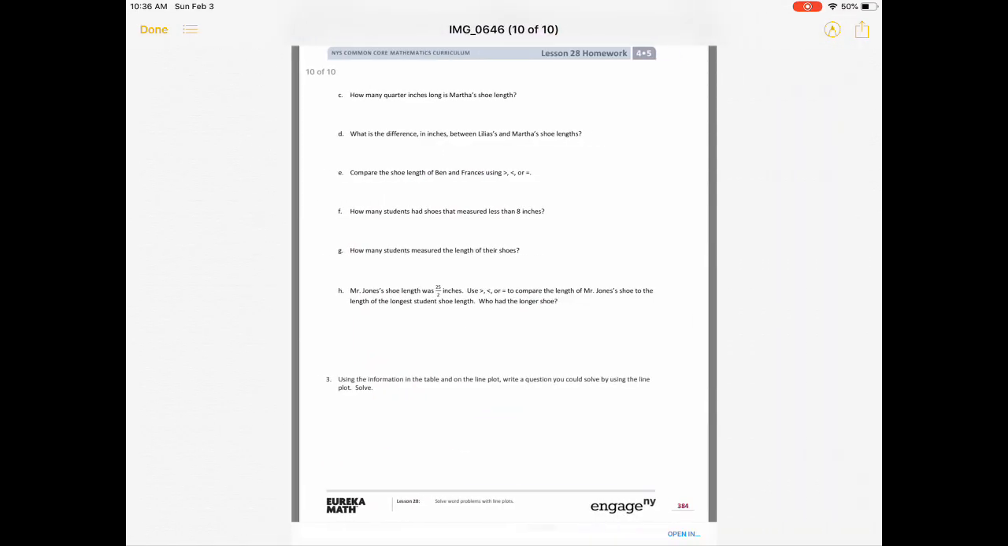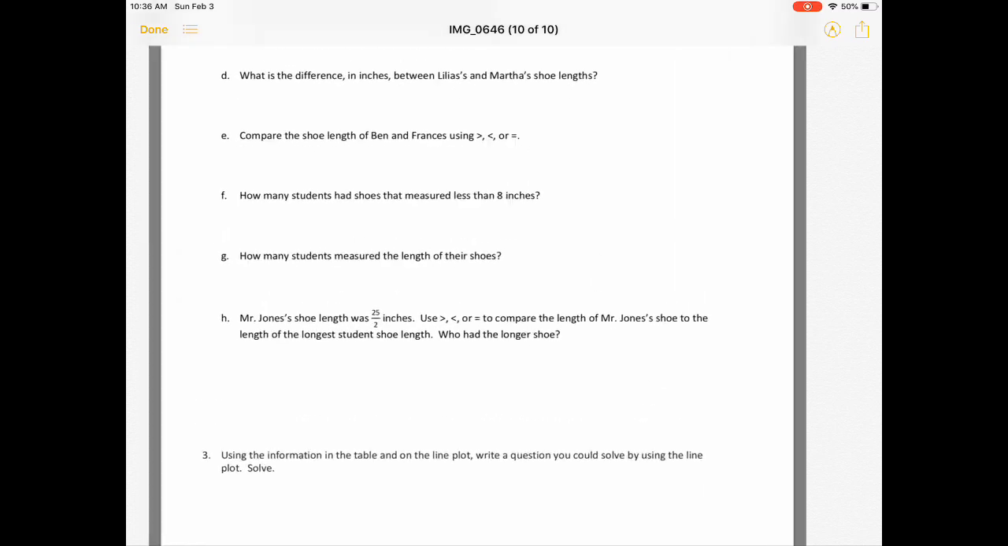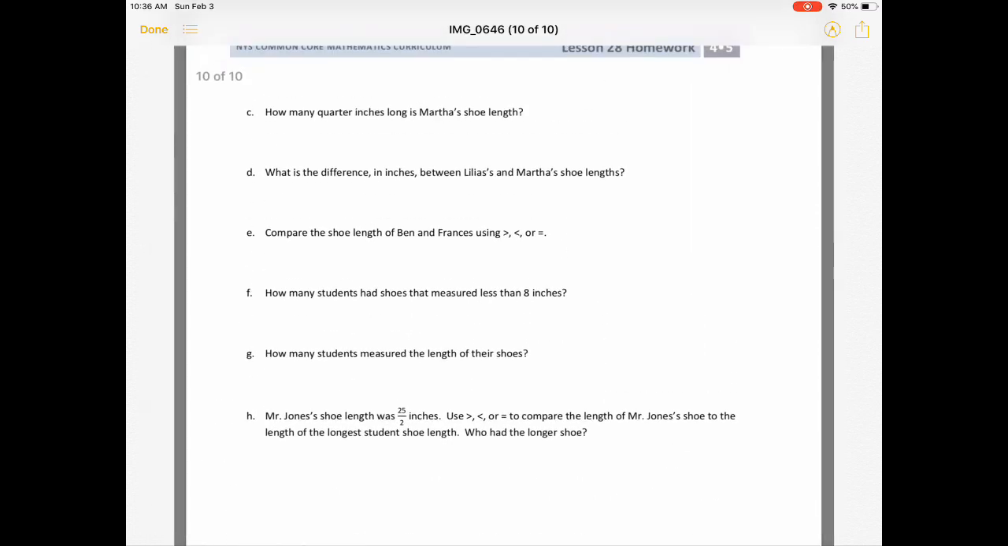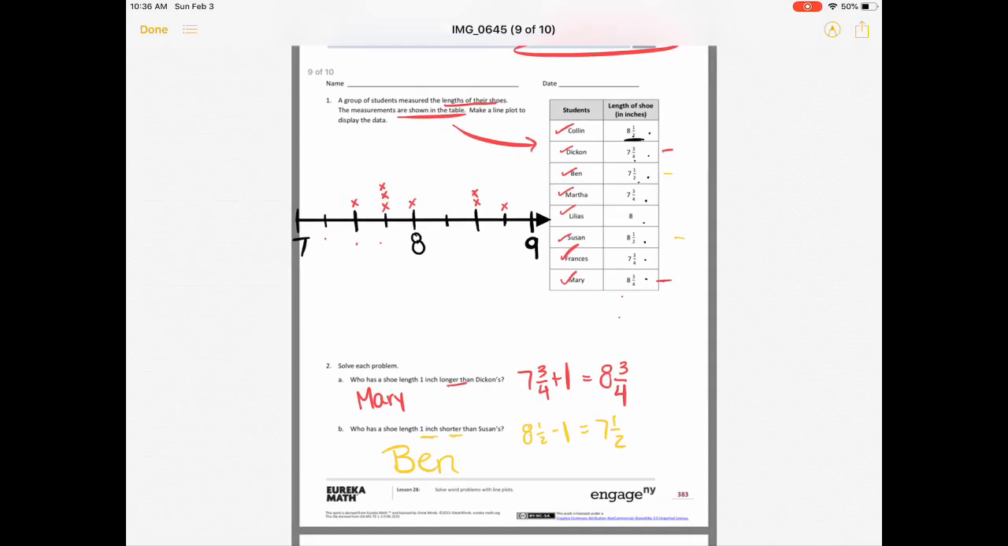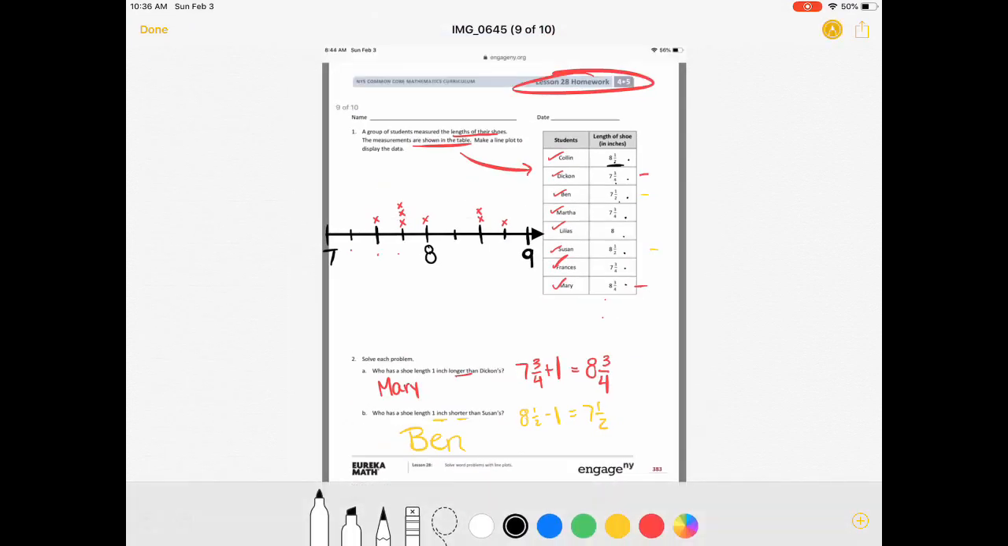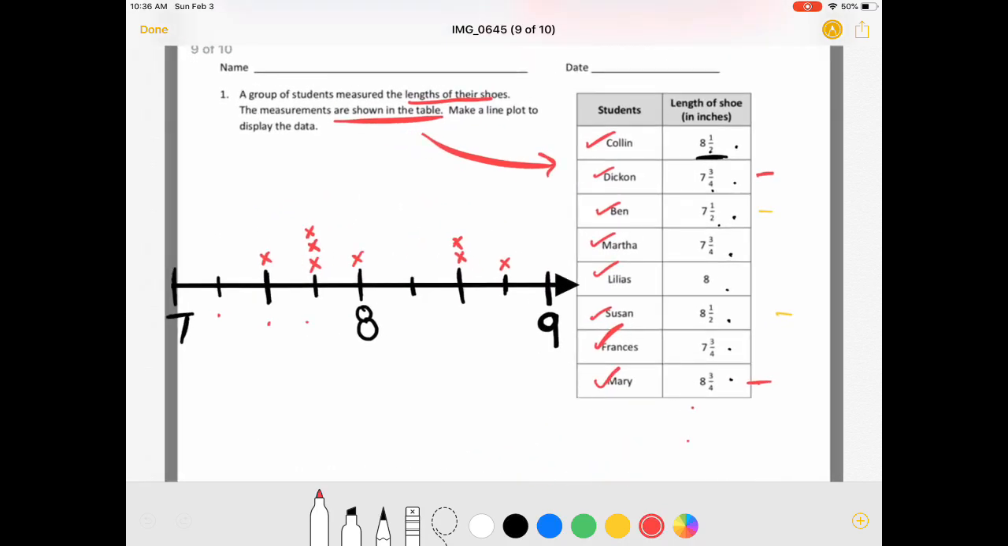Part C says, how many 1/4 inches long is Martha's shoe length? So first let's go back and look at the table and figure out what Martha's shoe length is. Martha's shoe length is 7 3/4 inches. And the question asks how many 1/4 inches is Martha's shoe length.